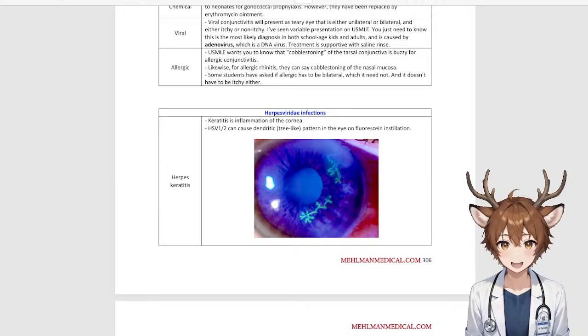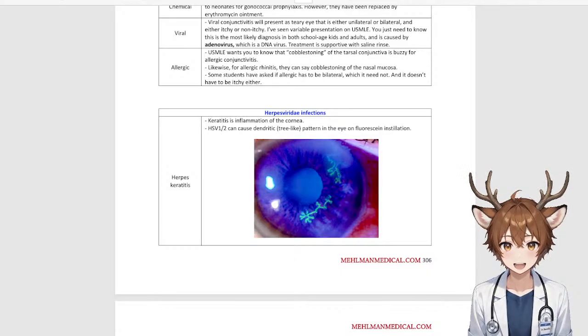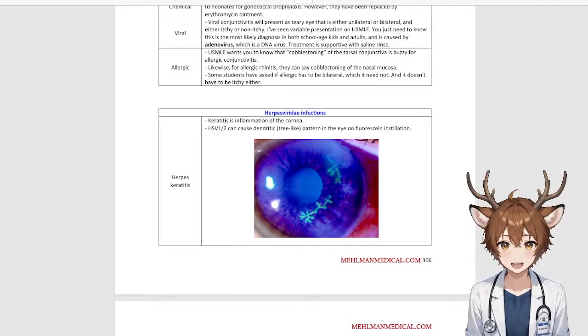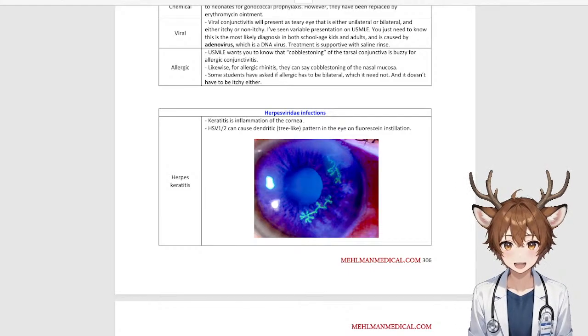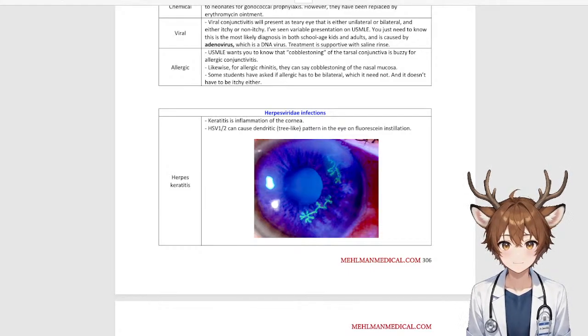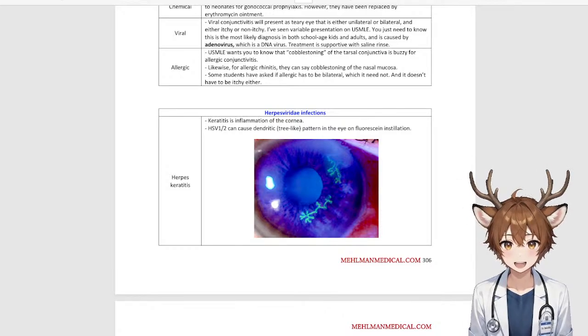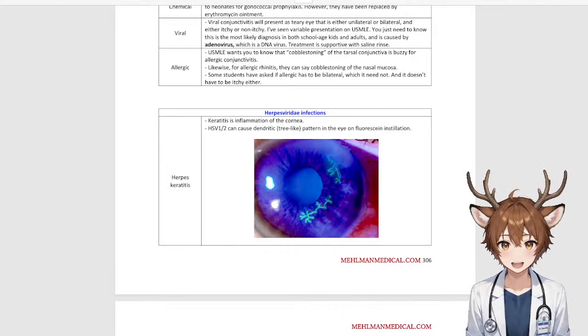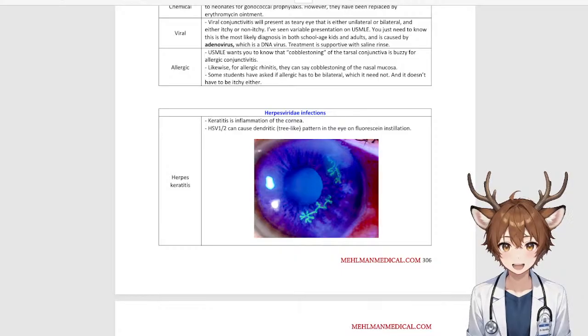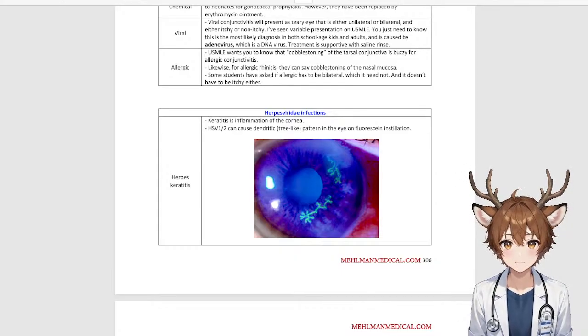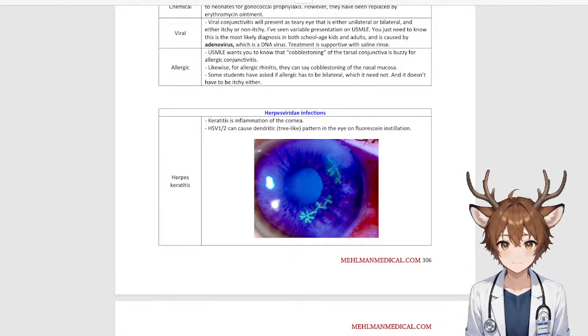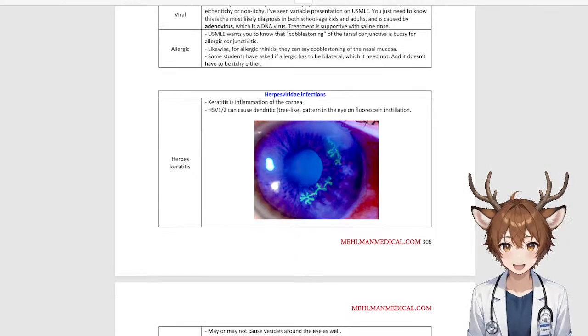Allergic. USMLE wants you to know that a cobblestoning of the tarsal conjunctiva is buzzy for allergic conjunctivitis. Likewise, for allergic rhinitis, they can say cobblestoning of the nasal mucosa. Some students have asked if allergic has to be bilateral, which it need not be necessarily, and it doesn't have to be itchy either. But you have cobblestoning for allergic. That's a characteristic of it.